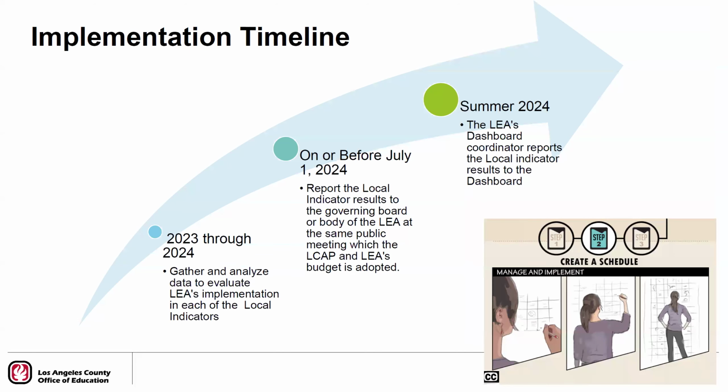And here is just a timeline for you to make sure that you follow the process. You're going to be gathering and analyzing that data using the tools on or before July 1st. You're gearing up to report that information with your plan and your budget. And then after that in the summer, when the dashboard opens and the new dashboard coordinators are assigned, they will have access to upload the local indicators to the dashboard. And now I'm going to hand it over to Rachel.